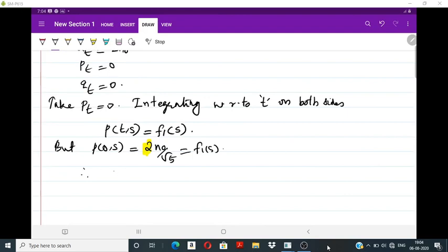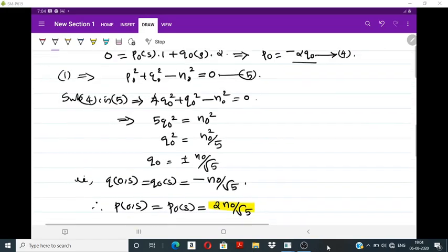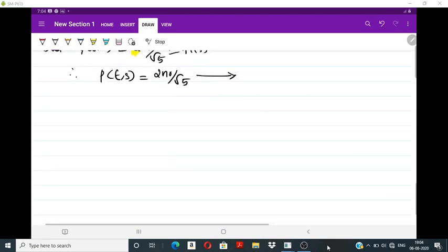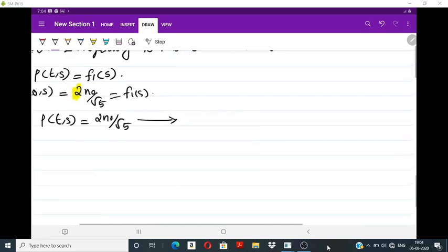Therefore our equation becomes p of t comma s. The one equation in the characteristic strip is p of t s is equal to 2 U naught by root 5. Let this be equation number 5a.